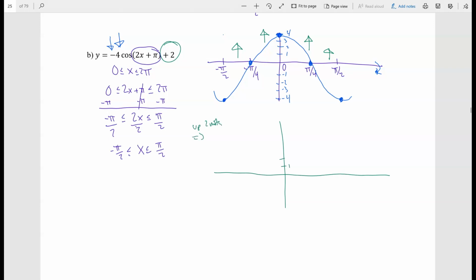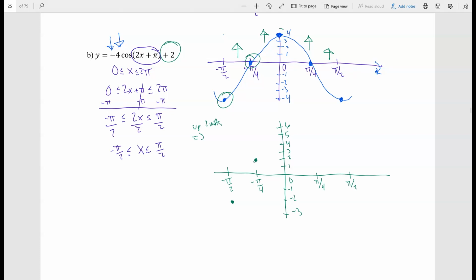Okay, so I'm going to go 1, 2, 3, 4, 5, 6. My numbers are going to be the same: negative pi over 2, negative pi over 4, 0, pi over 4, and then pi over 2. And then I'm going to write -1, -2, -3. Now everything is going to be shifted up 2 units. So you can see that this guy right here was at -4, shifted up 2 units, so now I'm at -2. At negative pi over 4, I'm at 0, shifted up 2 units, I am now at 2.